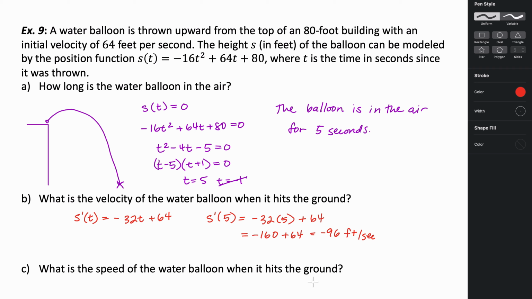And if I'm asked to find the speed of the water balloon when it hits the ground, the speed is just going to be the absolute value. So the speed is just going to be 96 feet per second because we just take the absolute value of negative 96.